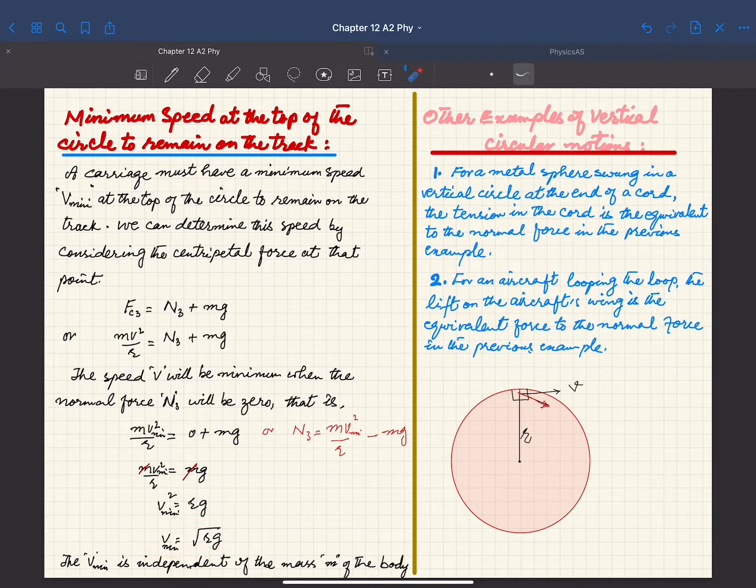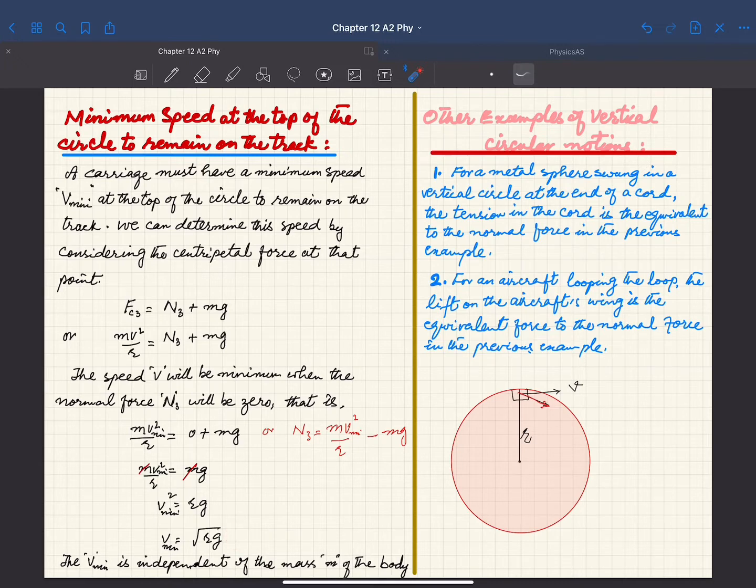Otherwise what will happen, you will fall, because if the speed is less than that, you will have this type of situation, that the body is going in a smaller radius, and the body will fall towards the center. So this is something very important to know, that when we are moving in a vertical circle, we have to have a particular velocity.